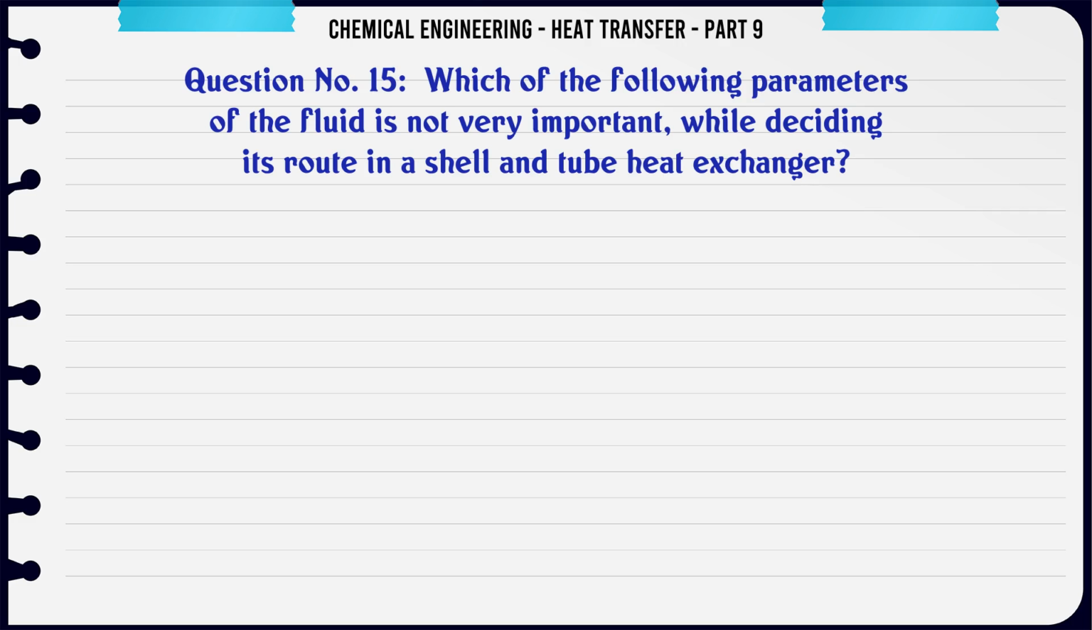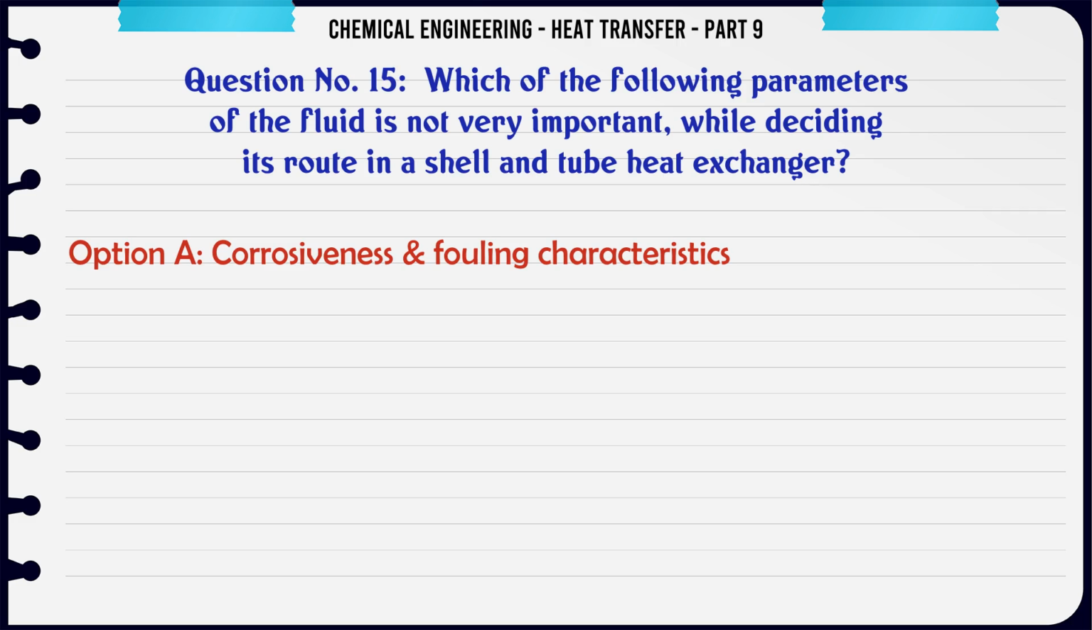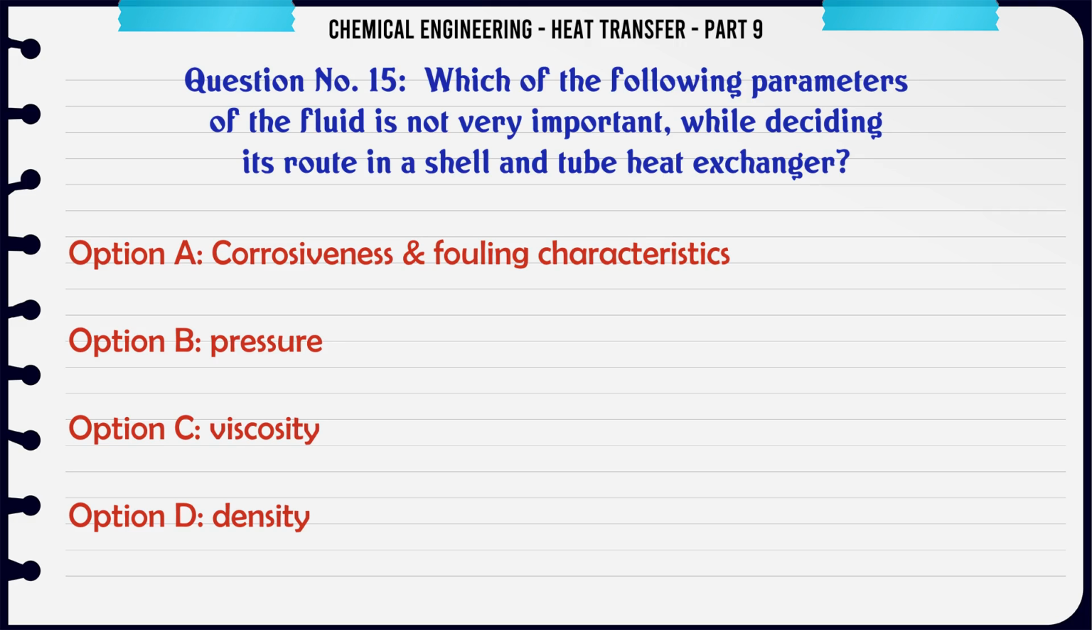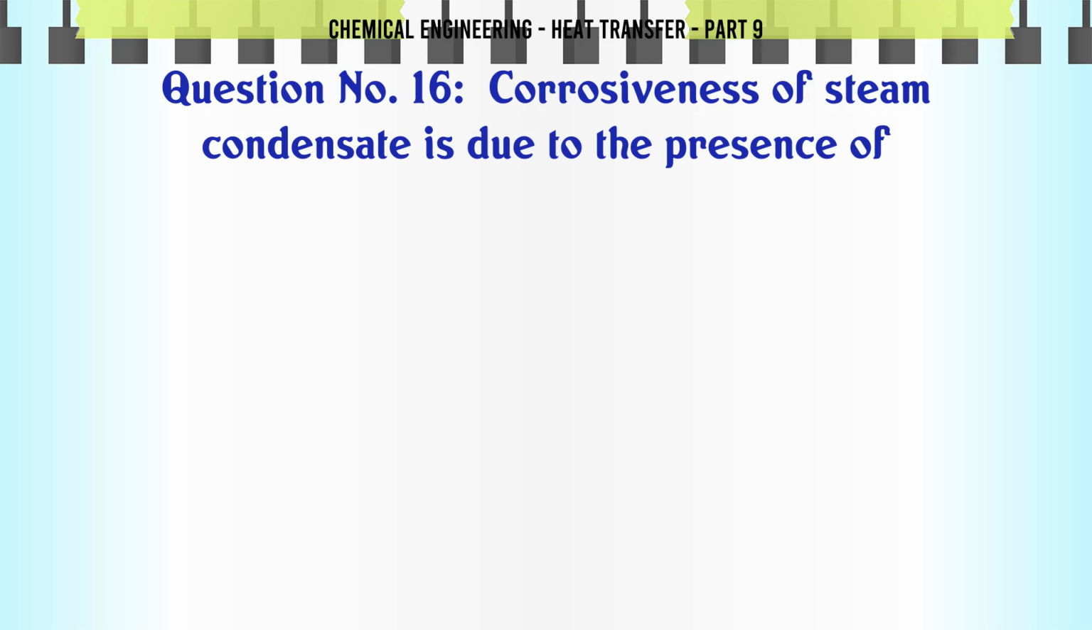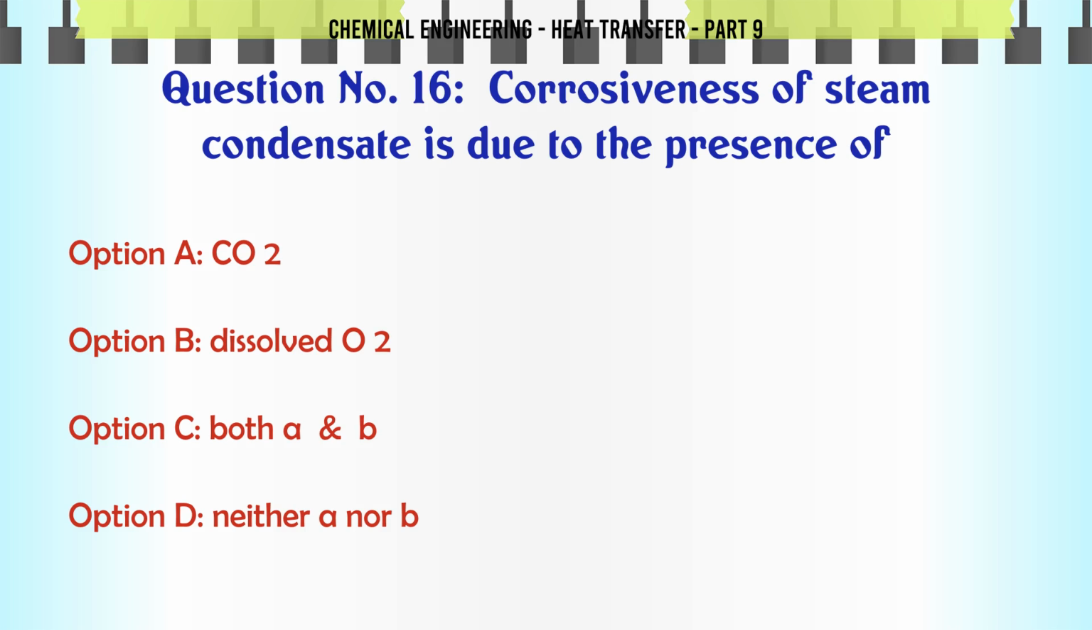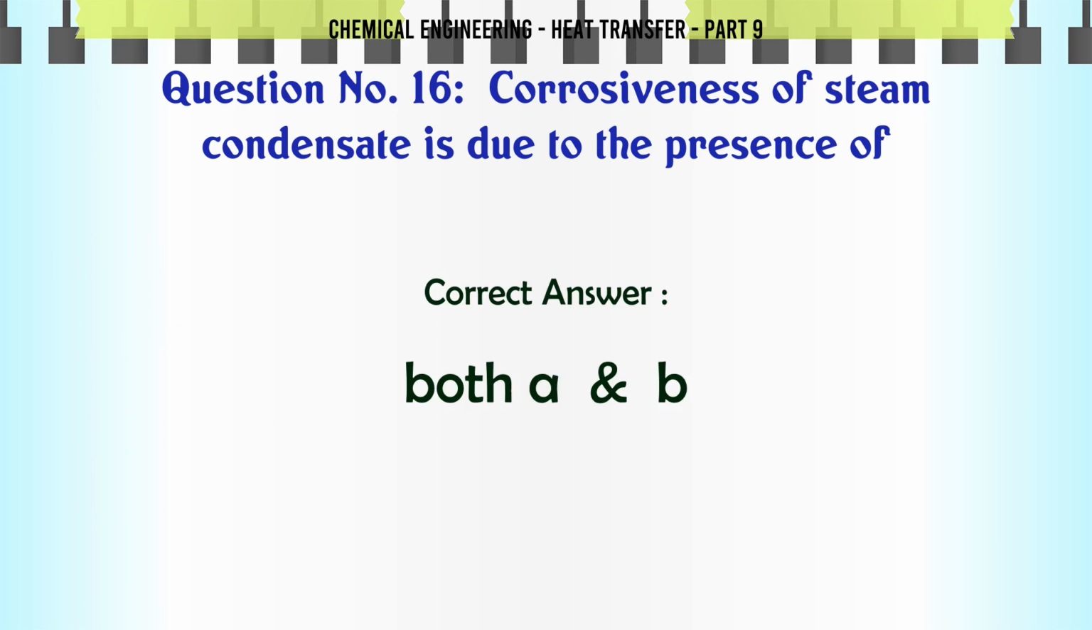Which of the following parameters of the fluid is not very important while deciding its route in a shell and tube heat exchanger? A, corrosiveness, fouling characteristics; B, pressure; C, viscosity; D, density. The correct answer is density. Corrosiveness of steam condensate is due to the presence of: A, CO2; B, dissolved O2; C, both A, B; D, neither A nor B. The correct answer is both A, B.